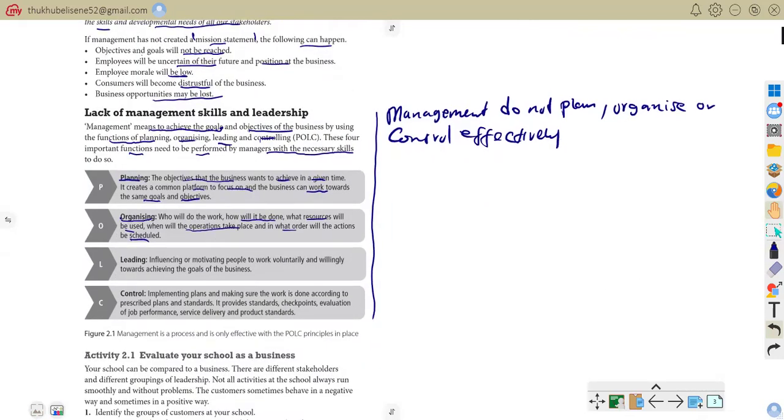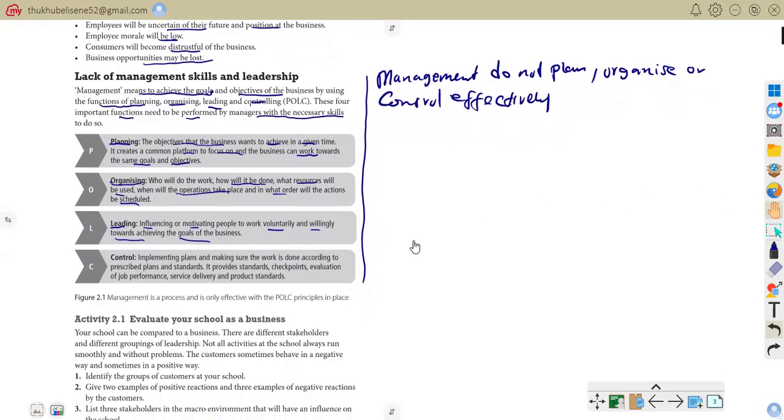Another function to be carried out by the manager is leading, where the manager needs to influence and motivate people to work voluntarily and willingly towards achieving the goals of the business. After that, the last one is controlling.